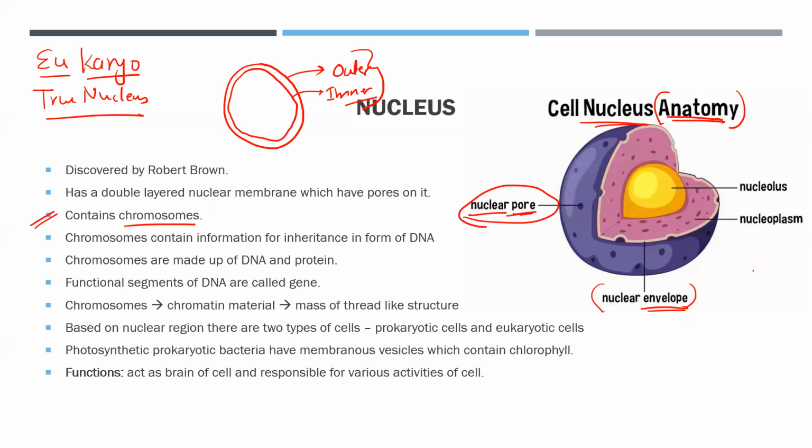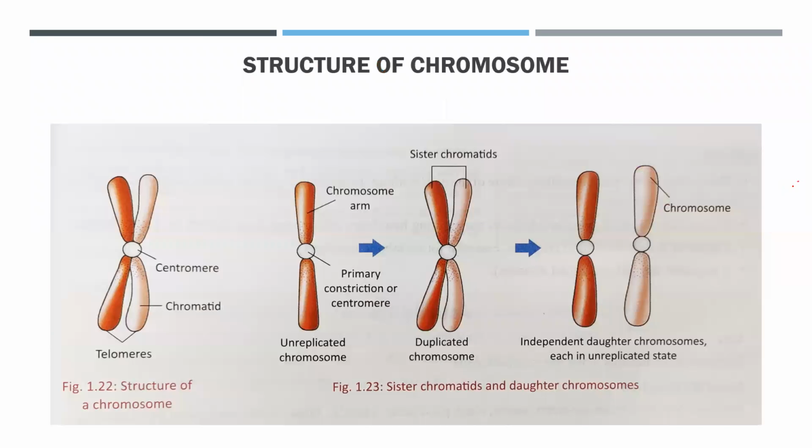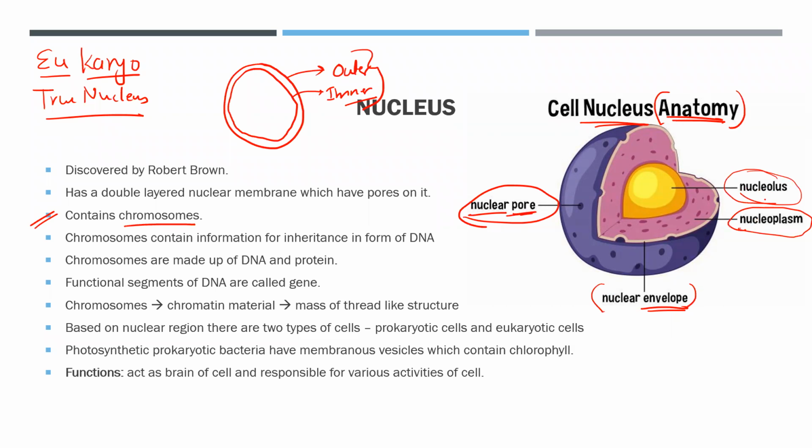The fluid like substance which is present inside the nucleus is called the nucleoplasm, and the solid mass like structure that is present inside the nucleus is called the nucleolus. That is termed as nucleolus.